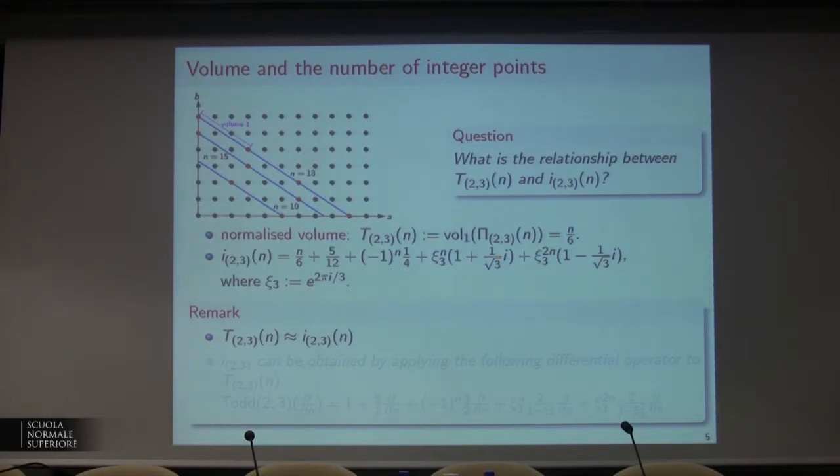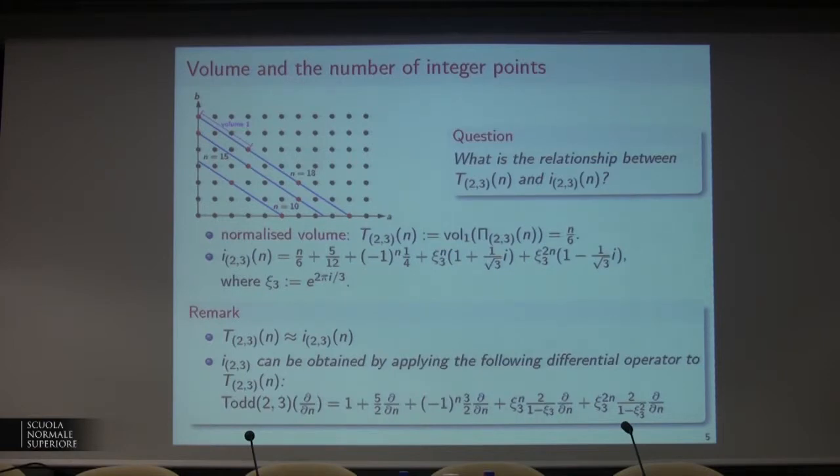And then there's also a more complicated answer. Namely, you can apply this very complicated differential operator to the volume function and get the number of integer points. And I will explain to you later how one gets this Todd operator. And again we see this one gives us n over 6, this one gives us the 5 over 12, and so on.